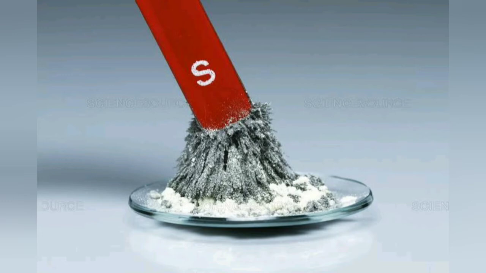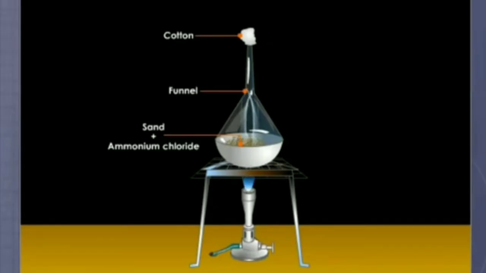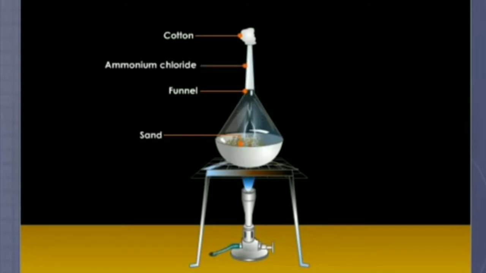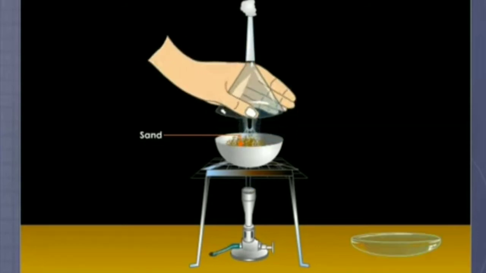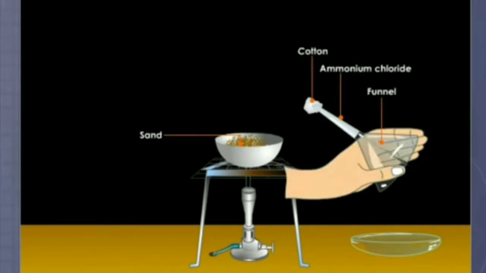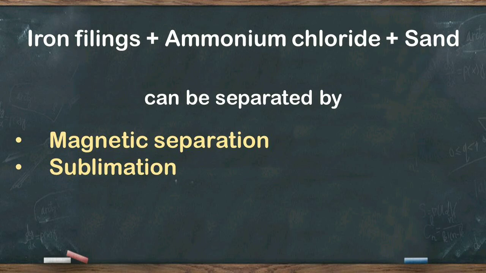As ammonium chloride can undergo sublimation, when this mixture is heated, ammonium chloride vaporizes and the fumes of ammonium chloride are condensed and collected. So, by using magnetic separation and sublimation, we can separate iron filings, ammonium chloride and sand.